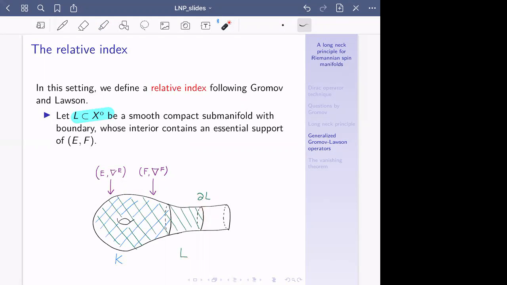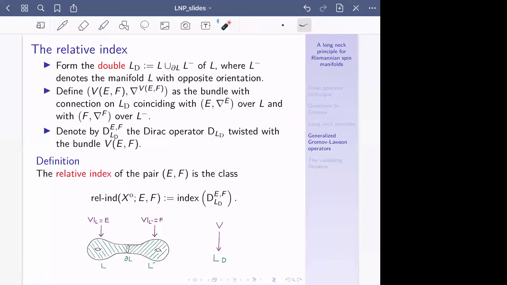And then I form the double of L, which I drew in the picture here. So in other words, I glue L and L minus. Well, L minus denotes the manifold L with opposite orientation and spin structure. And then I define a bundle V obtained by gluing the bundle E over L with F over L minus over the boundary of L.